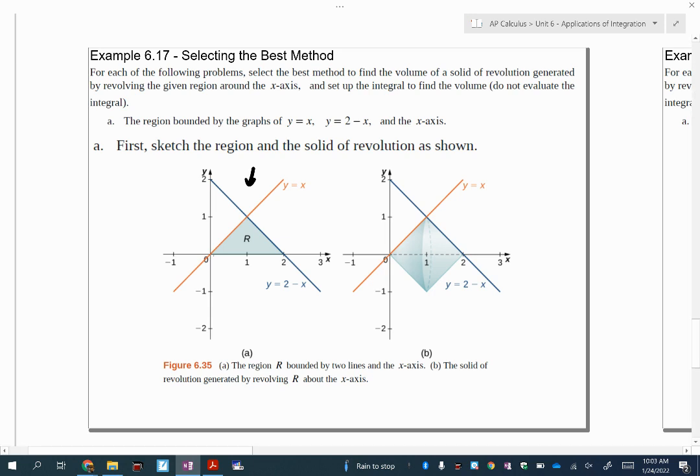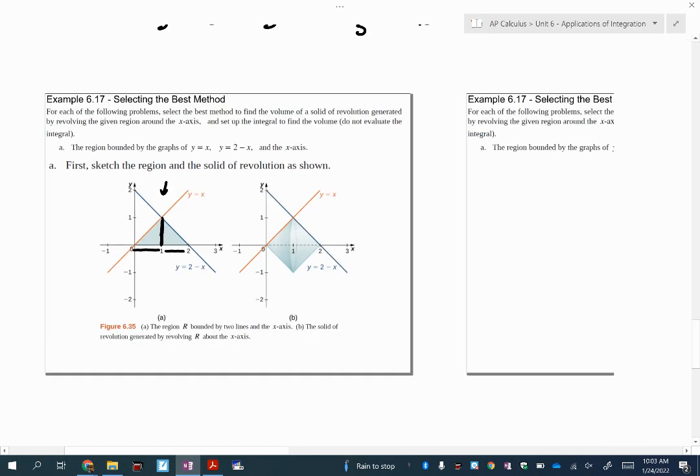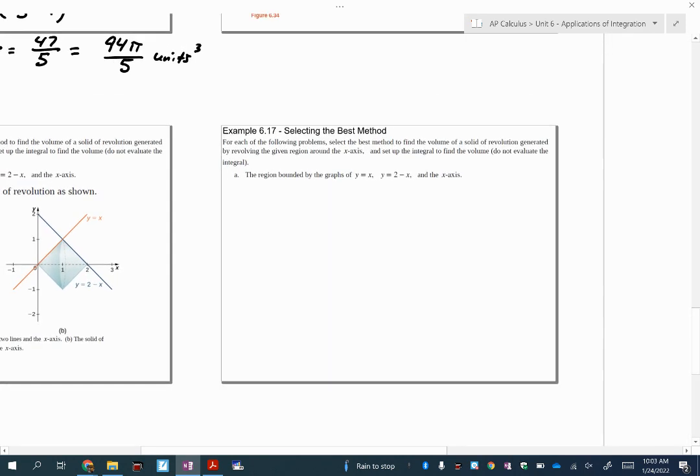We'd have from 0 to 1, where your y equals x is the one that's bounding it, right here, kind of splits it. And then 1 to 2 is where 2 minus x is really what you're looking at. So that would be the disk method. So let me show you kind of what I would write there. This is for the disk method.